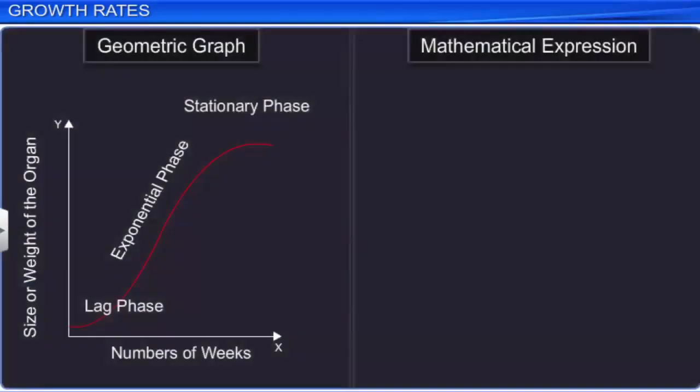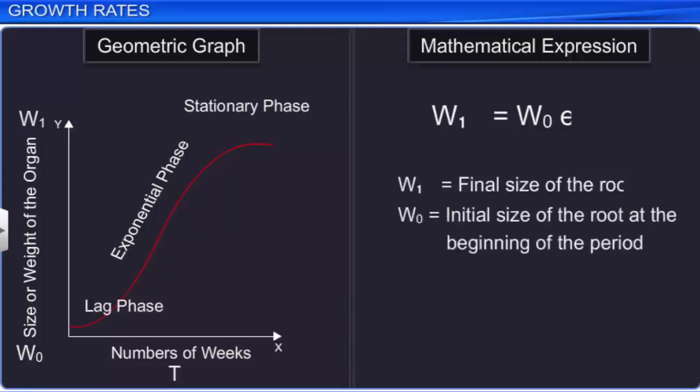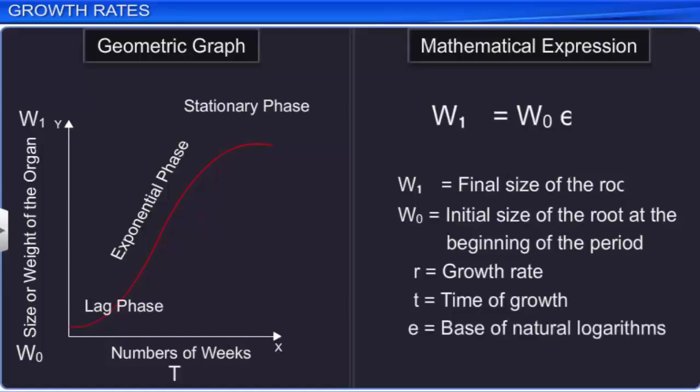Geometric growth can also be expressed mathematically as W1 equals W0 e raised to RT, where W1 equals final size of the root, W0 equals initial size of the root at the beginning of the period, R equals relative growth rate, T equals time of growth, and e equals base of natural logarithms.